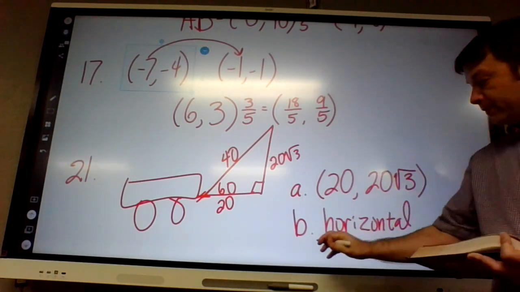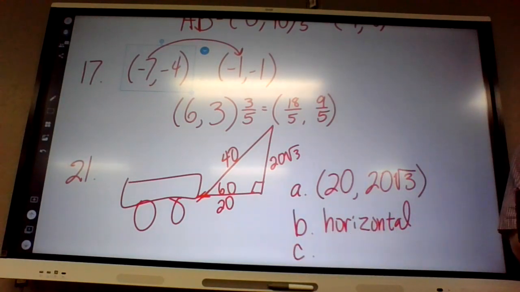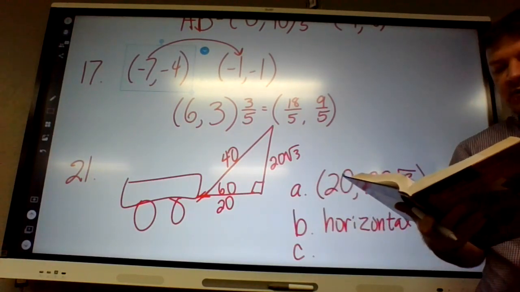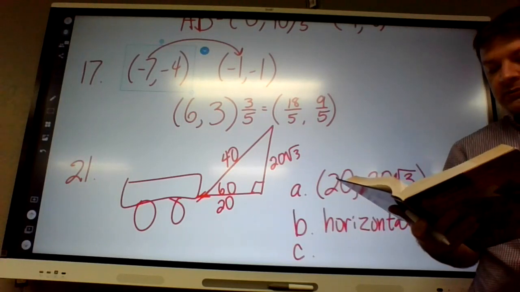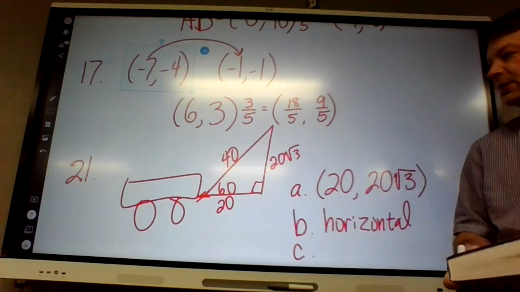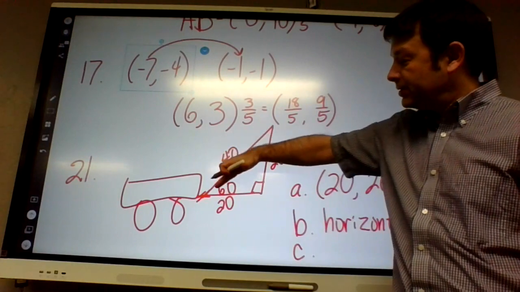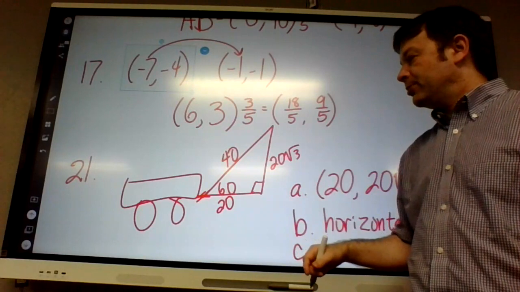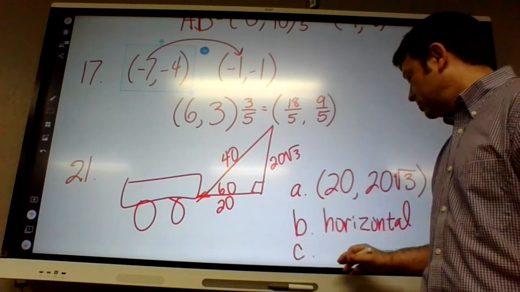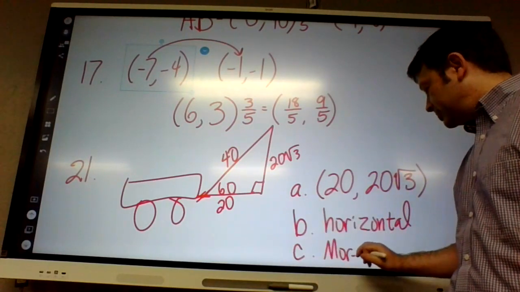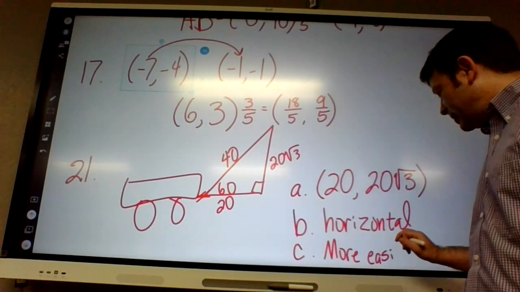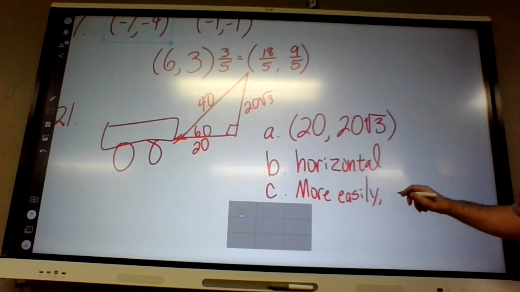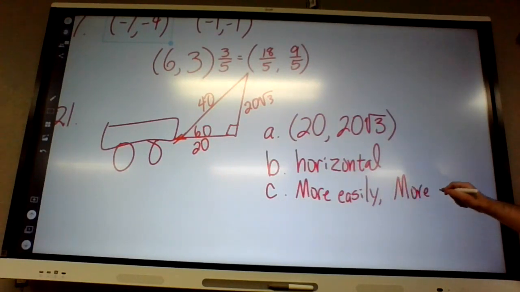If the rope made a 50-degree angle with the ground rather than a 60-degree angle, would the wagon move more easily or less easily? So if this angle went down to 50 with the ground, so it dropped a little bit, would the wagon move better or worse? Better. Or the way they put it was more easily. Why? More force is directed in the horizontal.